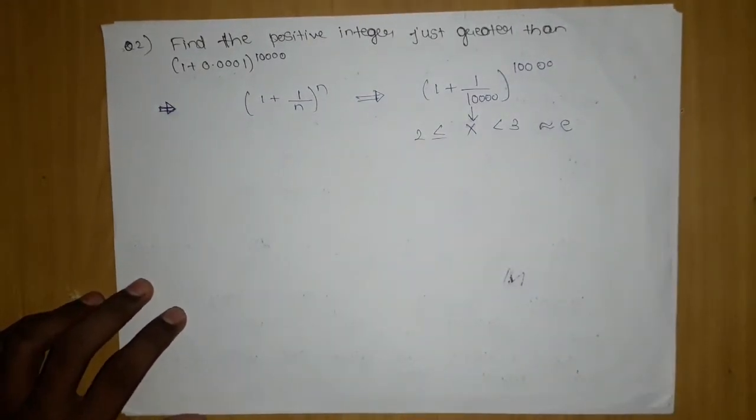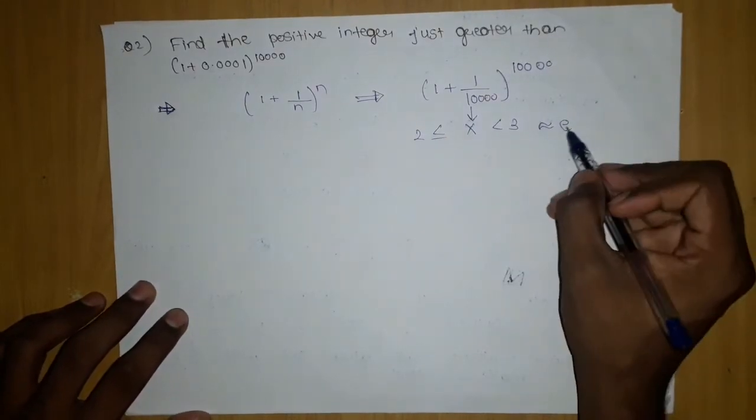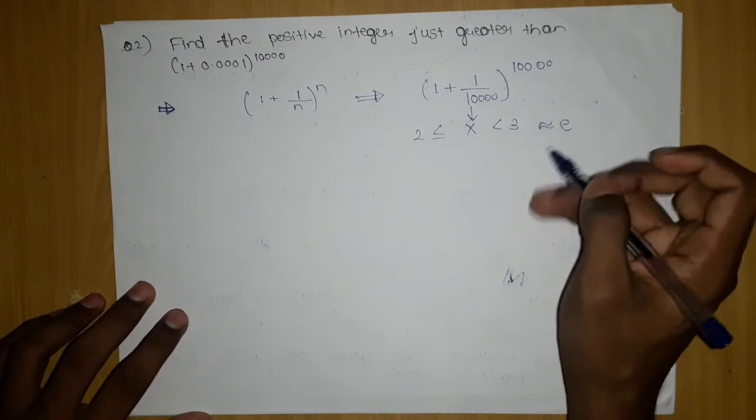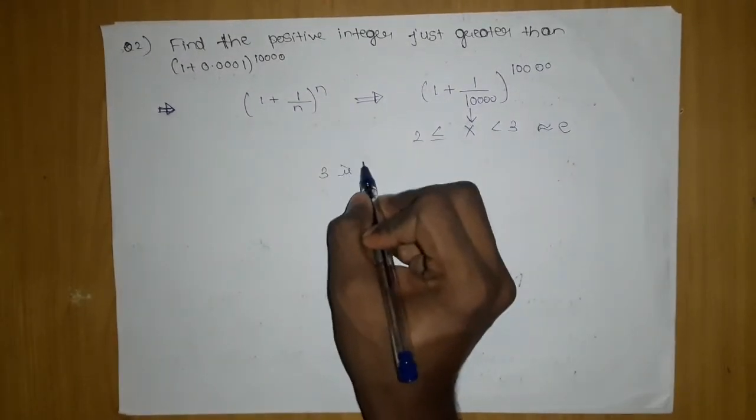So just greater integer, we cannot say e because they want an integer. So what will the closest integer to e be? It will be 3. So 3 is the answer.